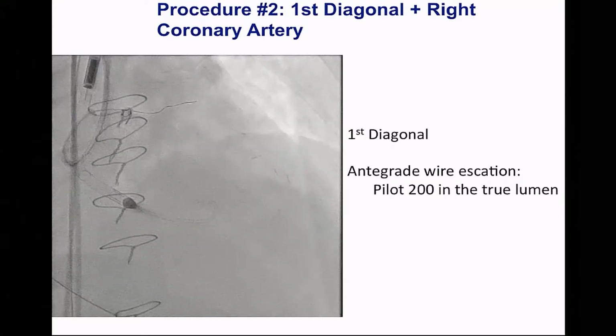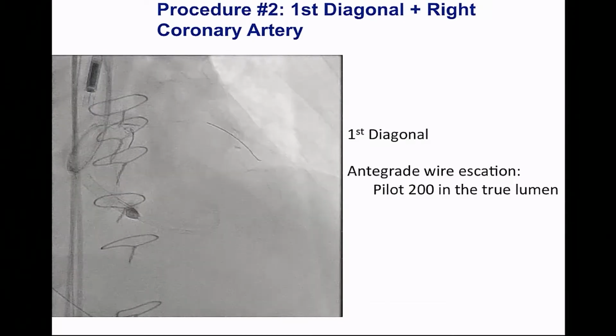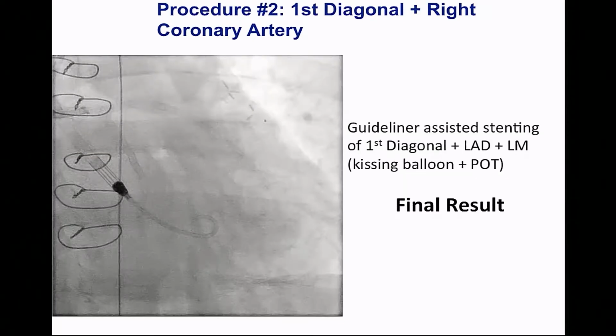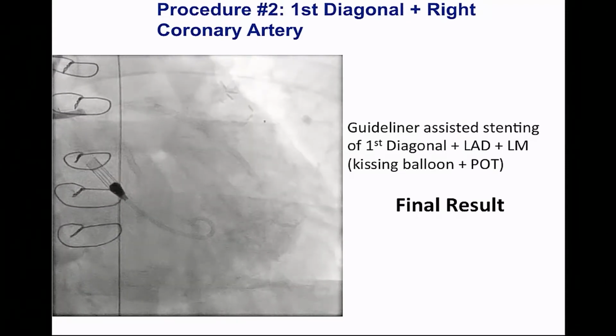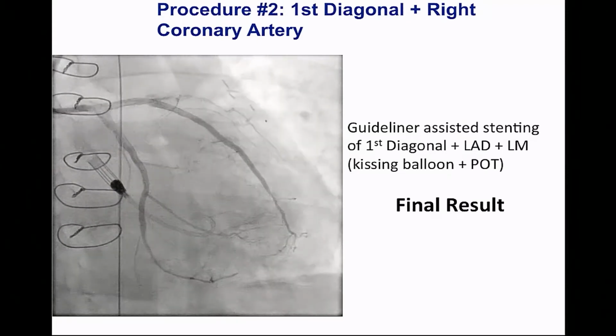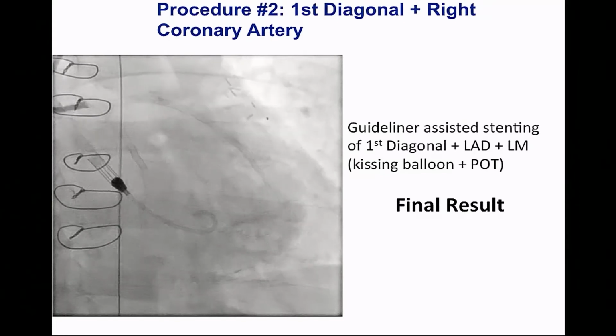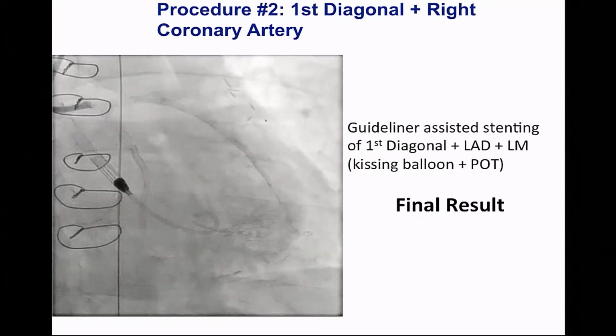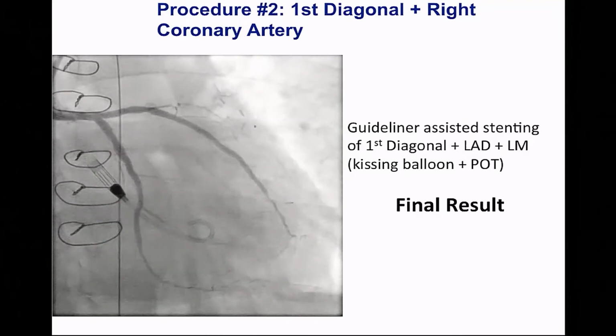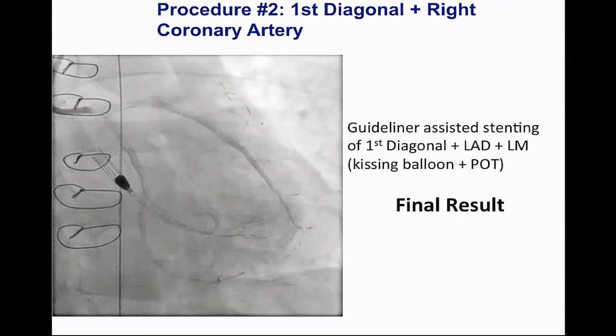You're going to see it going. And yeah, just sliding now, and it's true lumen. And again, after guideliner assisted stenting of the first diagonal, the LAD and the left main with all the techniques, that's our final result in the left system. Remembering that we did the circ and then the diagonal first, and now this diagonal, and the patient already had the LIMA to the LAD.